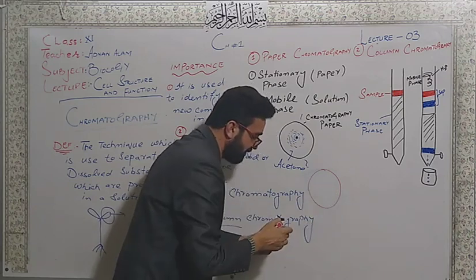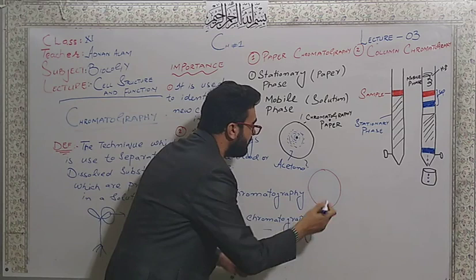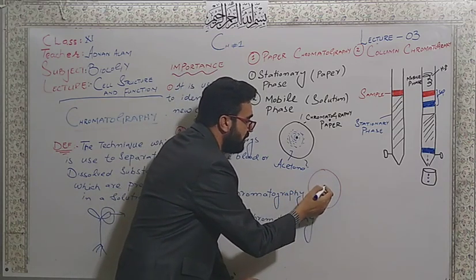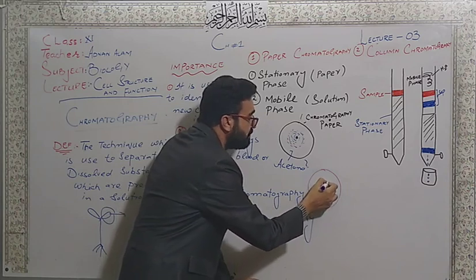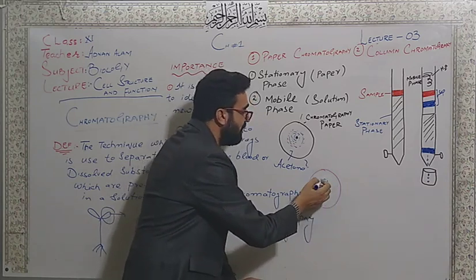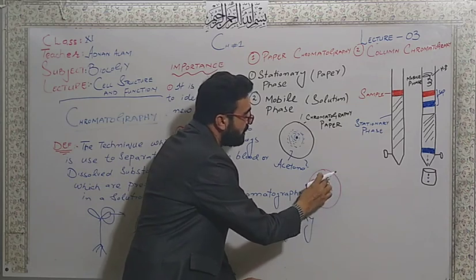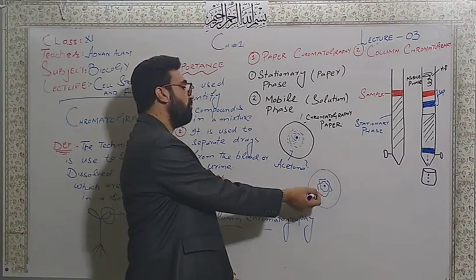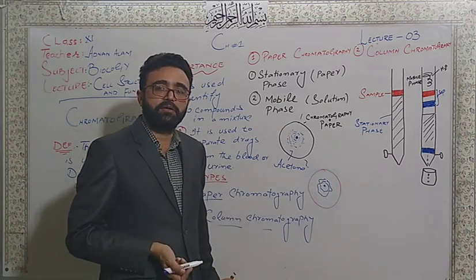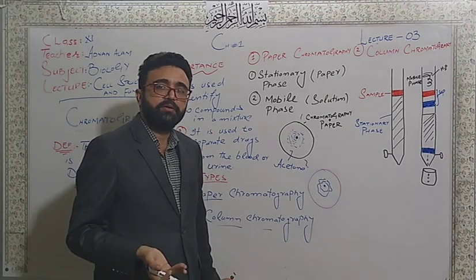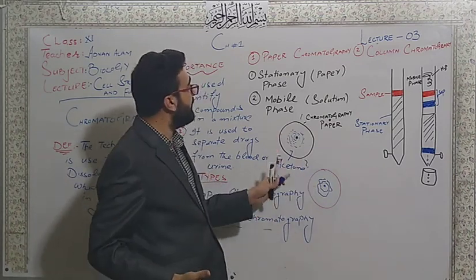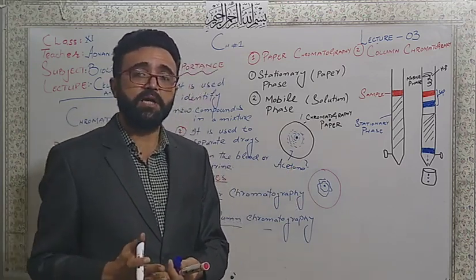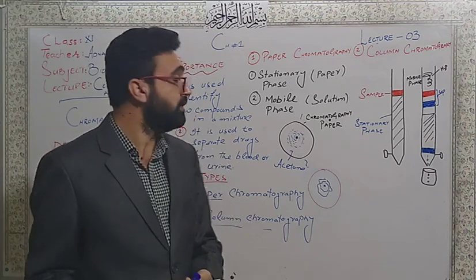So first of all, we put a drop here, we let it dry, and then we put acetone droplets and it spreads by the capillary action mechanism, and it is broken into different colors. On the basis of the color we can say here we have chlorophyll A, chlorophyll B, or if we have carotene, so we can identify. So this is a technique which is used to separate different kinds of chemical substances on the basis of their color.